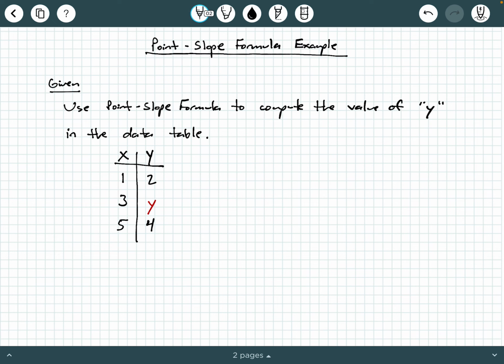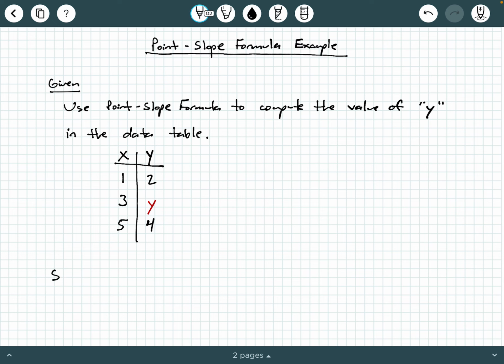Okay, so let's go ahead and get started. We're going to write the solution here. The first thing we need to remember is, what is the point-slope formula? Point-slope formula has the form y minus y1 equals m times x minus x1, where m is the slope of the linear equation that we are building, and (x1, y1) is a known point, any known point along the line that is generated by this equation.